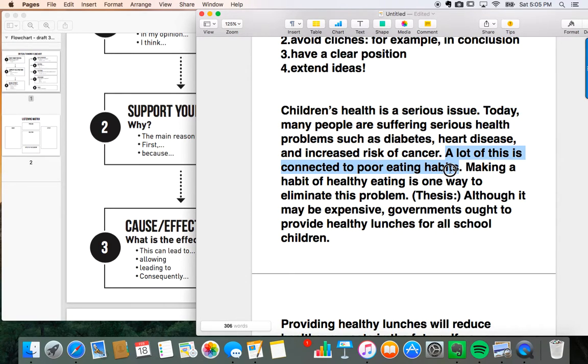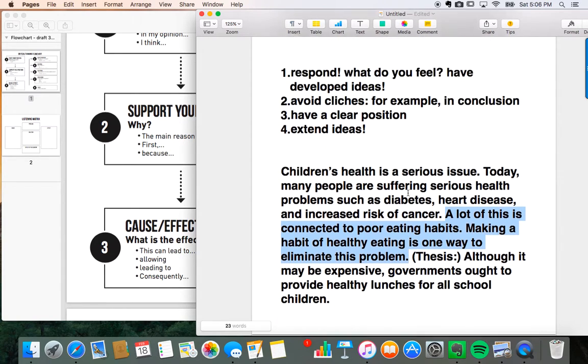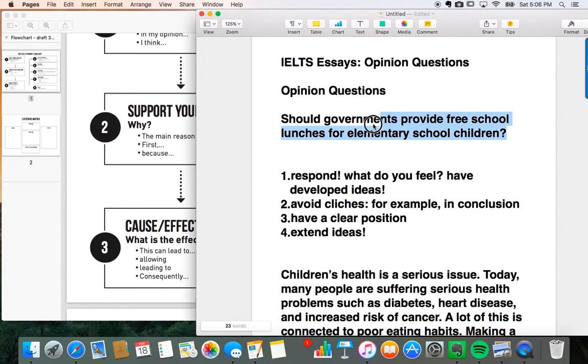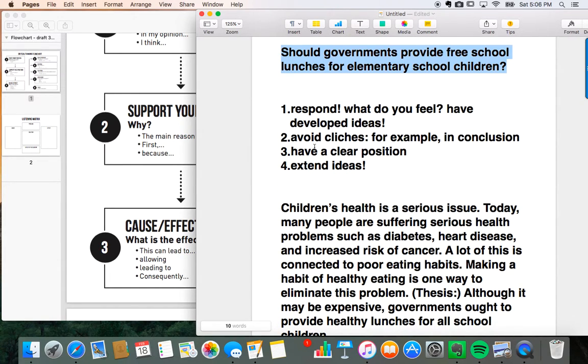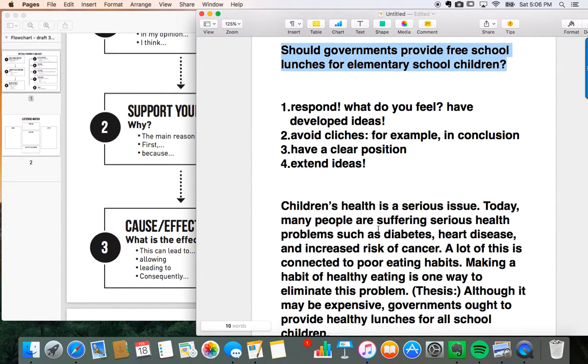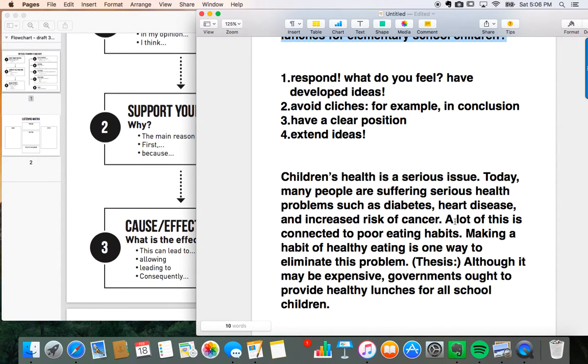Then I connect the point. A lot of this is connected to poor eating habits. Then I make the point. Making a habit of healthy eating is one way to eliminate the problem. So I've addressed the question a little less directly. I know that a lot of teachers teach, paraphrase it and put it in the introduction. It's not wrong. I do recommend it sometimes, but it's not necessary.